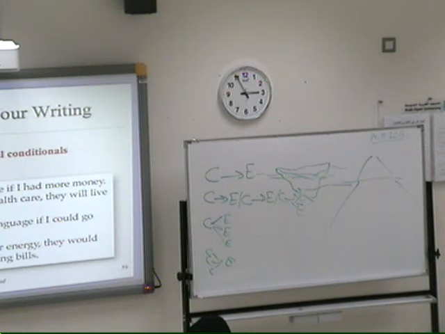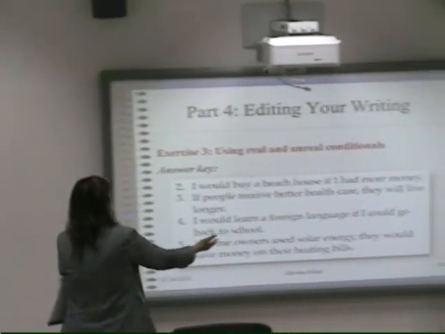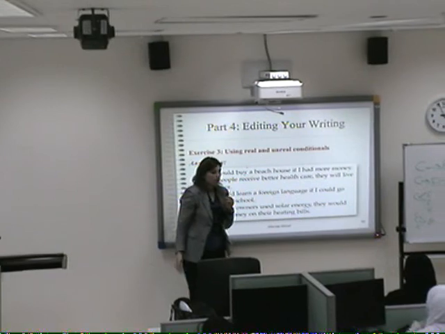If homeowners use solar energy, solar energy, energy extracted from the sun, they will... Use real conditional or unreal? Unreal. So they would save money. If homeowners use solar energy, they would save money on their heating bill. Okay?